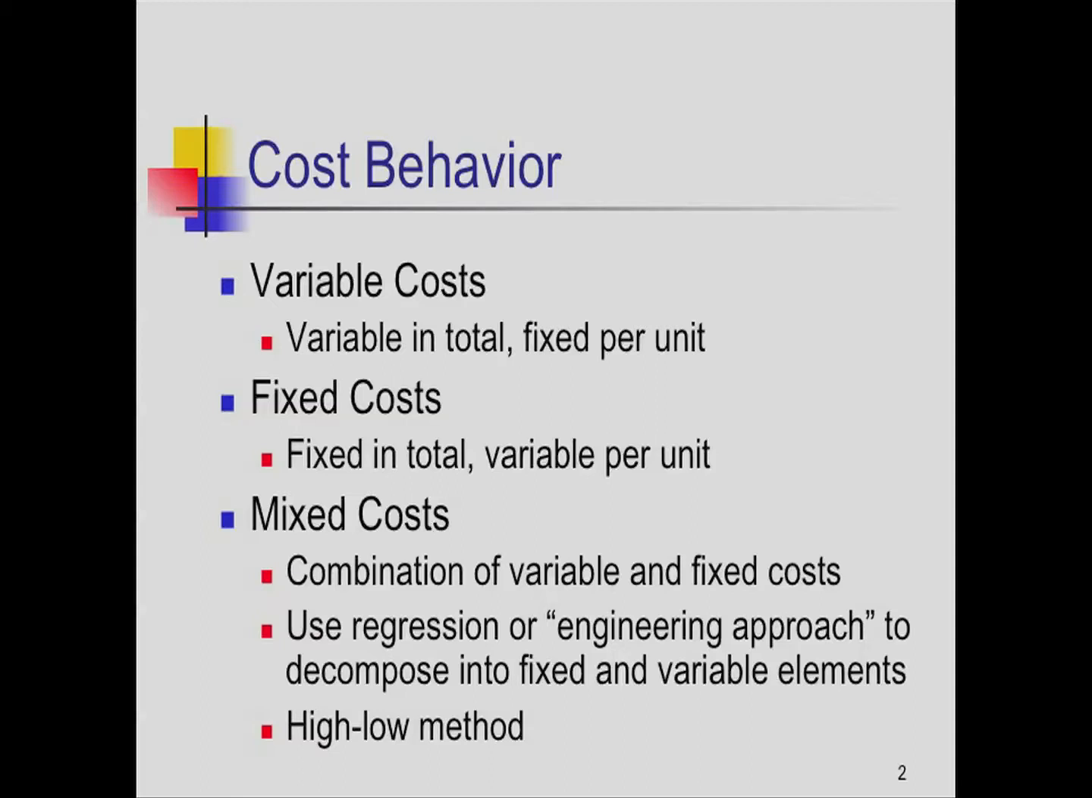Now if I double production to 10,000, total rent hasn't changed. I'm still paying the landlord $5,000, but now I'm spreading that rent over 10,000 bicycles, so it drops to 50 cents per unit. So that's what we mean by fixed in total: the rent remains the same in total, but on a per unit basis it changes. Because production went up, the cost per unit went down. But when production goes down, the cost per unit goes up because you have fewer bicycles to spread that same fixed cost over.